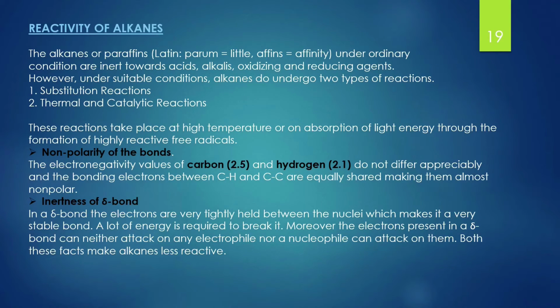Inertness of the sigma bond. In a sigma bond, the electrons are very tightly held between the nuclei, which makes it a very stable bond. A lot of energy is required to break it. Moreover, the electrons present in a sigma bond can neither attack any electrophile, nor can a nucleophile attack them. Both these facts make alkanes less reactive.